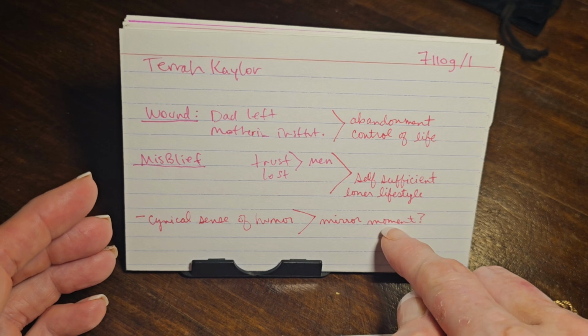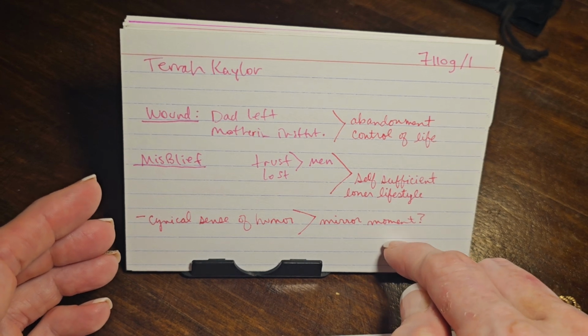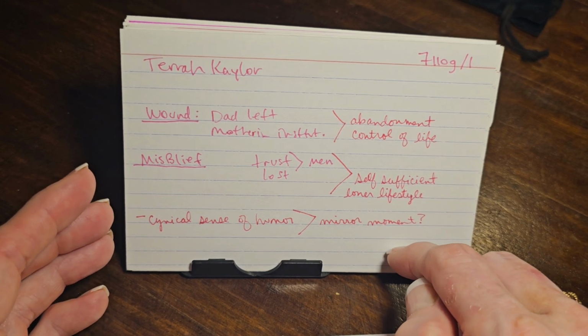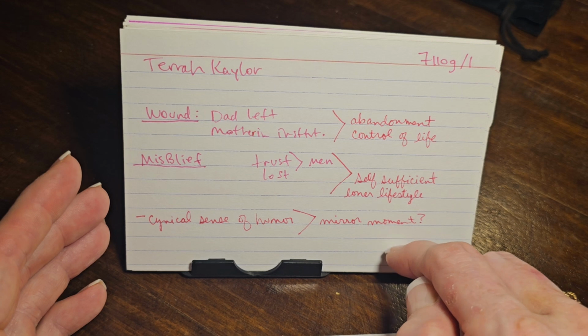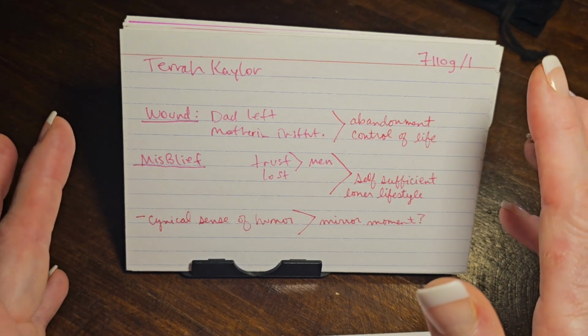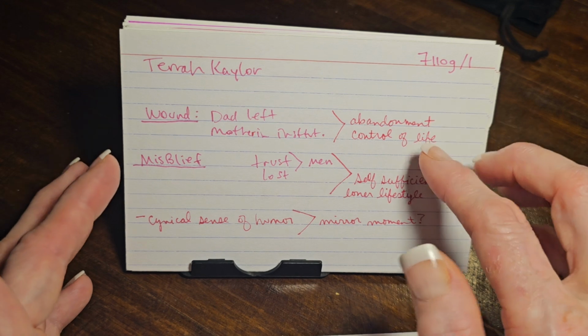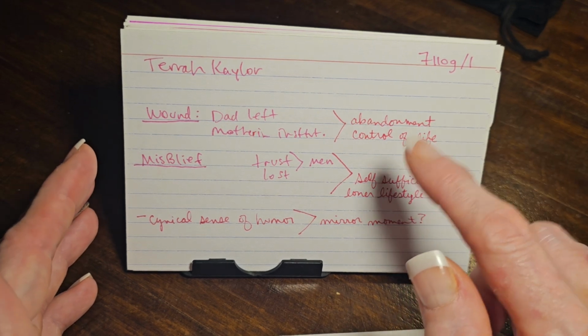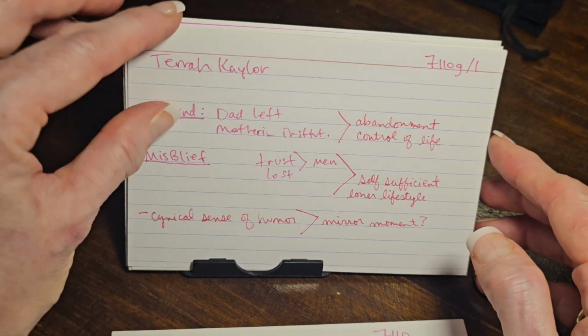And I've made a note about the mirror moment. I mentioned earlier in my video discussing the midpoint that that's a great time to have a mirror moment where your character looks at themselves and says, what have I become? I've got to change. That's a James Scott Bell-ism. I would encourage you to check him out. He is a great writing teacher.